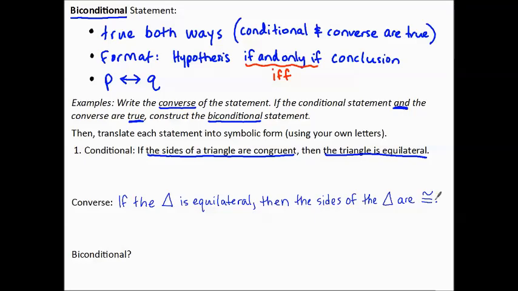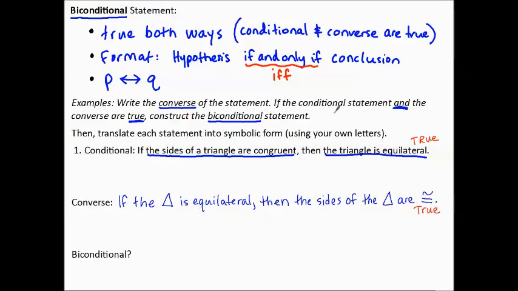What's next? If the conditional statement and the converse are true, construct the biconditional statement. So let's look at the conditional statement. If the sides of a triangle are congruent, then the triangle is equilateral. This is the definition of an equilateral triangle, so this is a true statement. The converse, if the triangle is equilateral, then the sides of the triangle are congruent. Well, because we gave a definition, it will be true no matter how we write it. So this statement is also true.